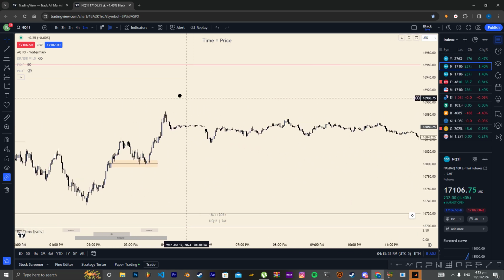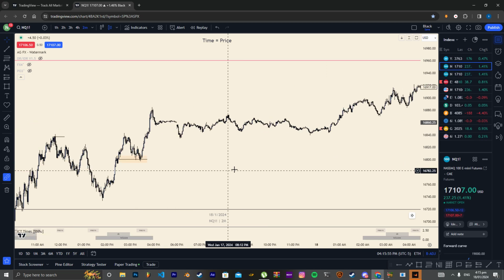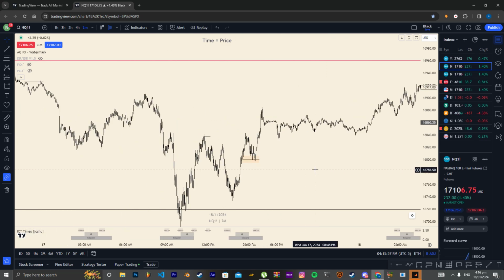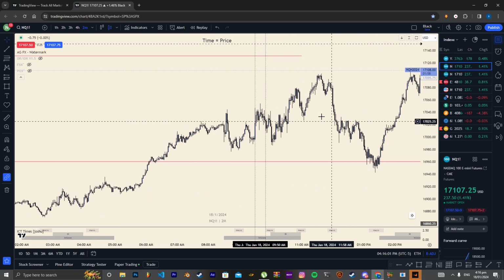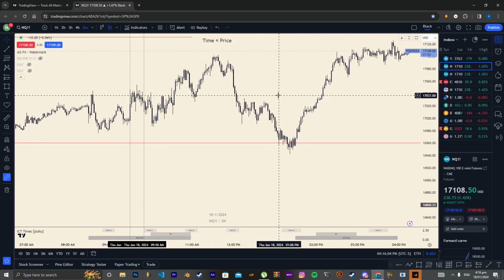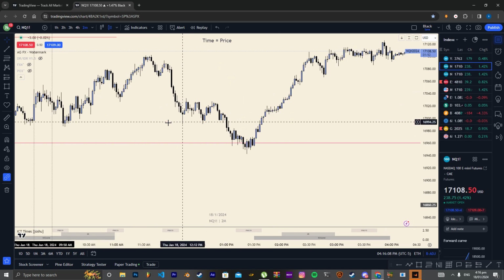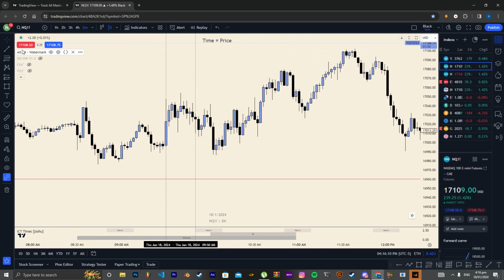So that's just a little something about turtle soups that I think you guys should really open your eyes to, as ICT likes to call it, one of the most algorithmic entries that you can have. Almost every single move, every single reversal, every single retracement, it all starts with some sort of a turtle soup. Again, right here, this is an example from today.